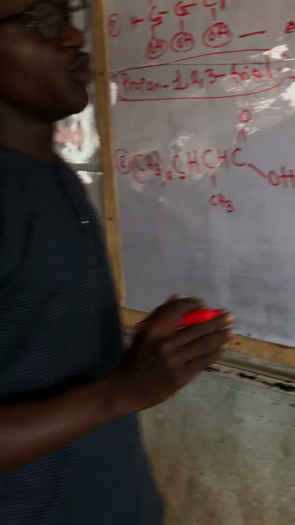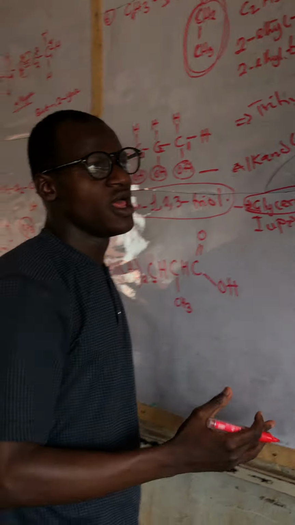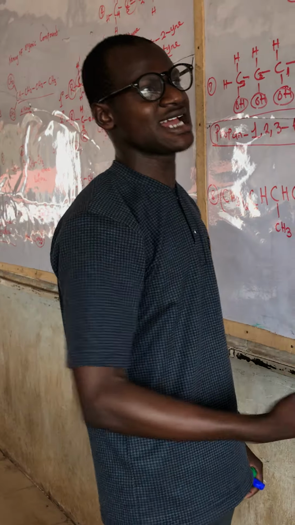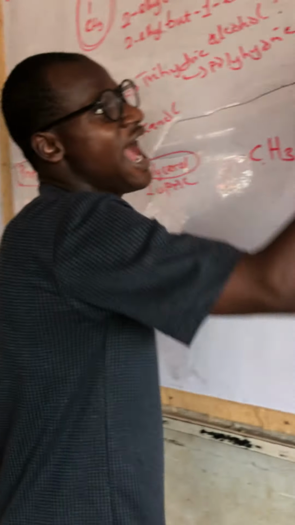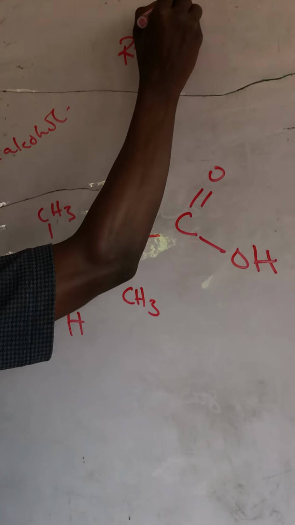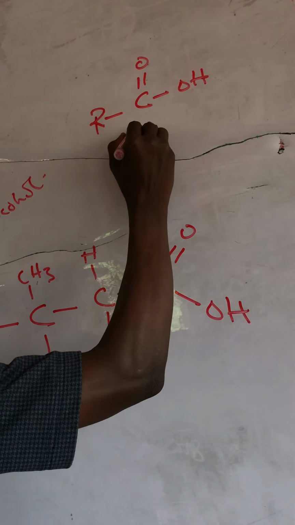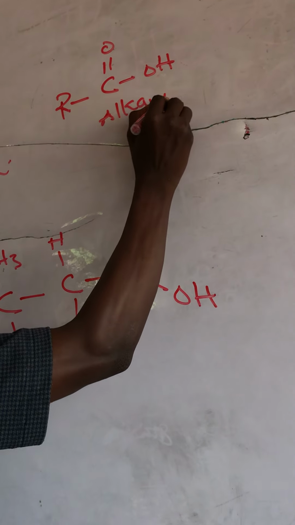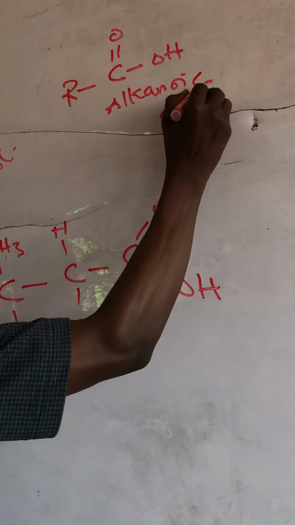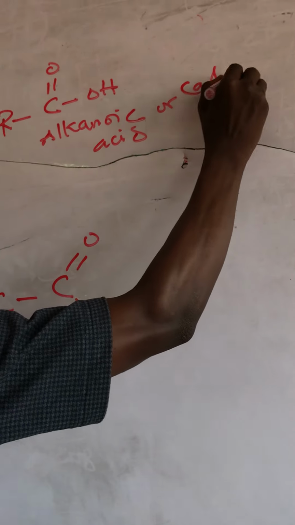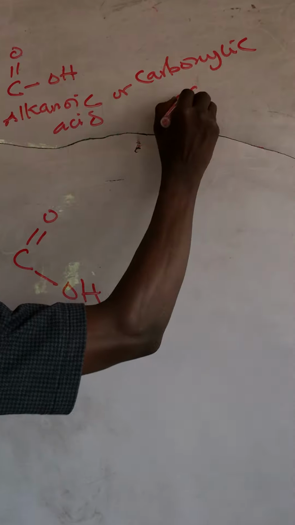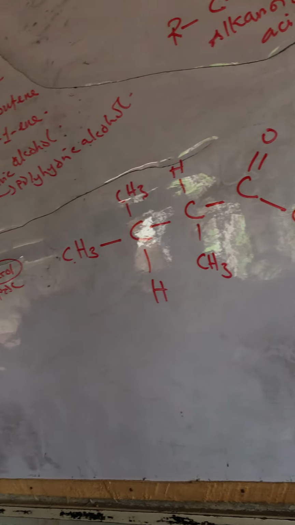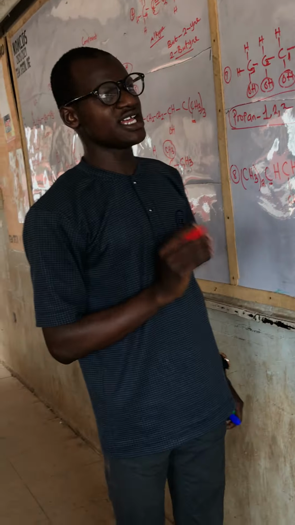Now, we need to take note. This has moved from a family of alkane, alkene, alkyne, or alcohol. Whenever we have C, double bond to O, single bond to OH, it has become the family of alkanoic acid or carboxylic acid. Now, in this, we need to know our longest carbon chain.